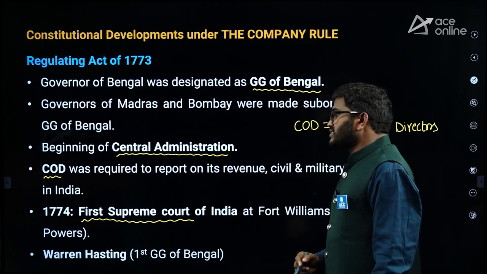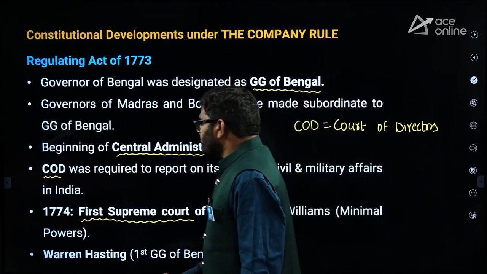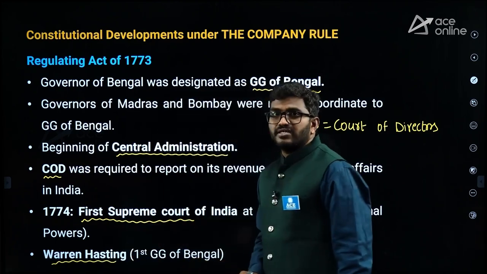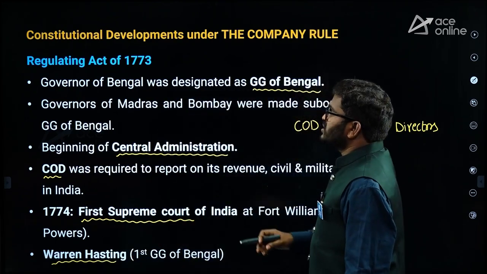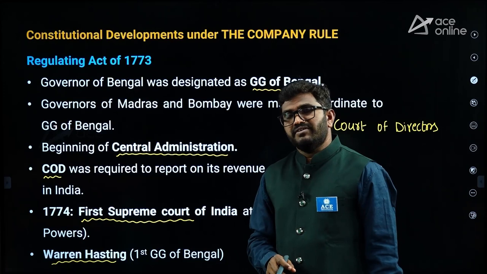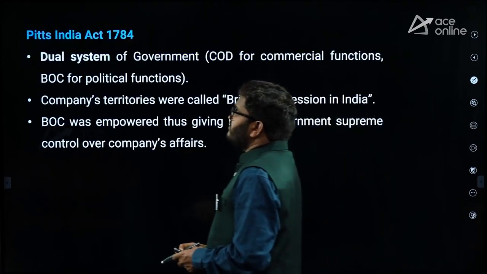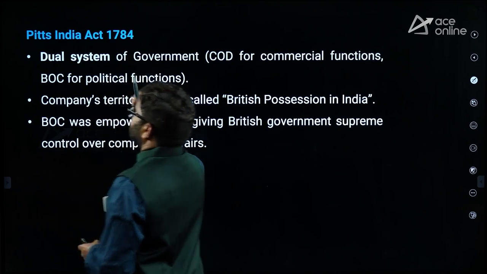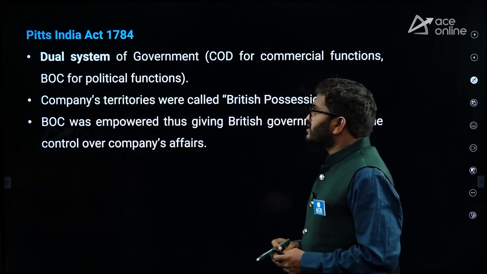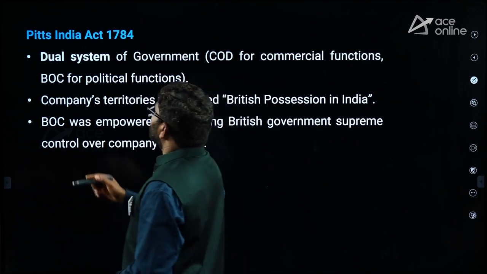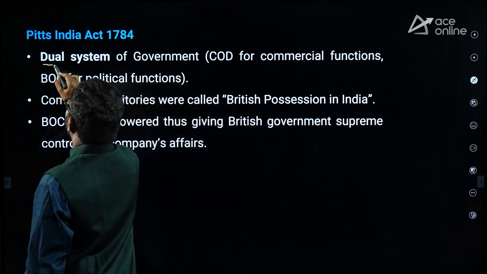The first Governor General of Bengal is Warren Hastings. So this is the information about the Regulating Act of 1773. Then after that, 1784 Pitt's India Act. Okay, Pitt's India Act. In this Pitt's India Act, the major modification is the dual system of government.